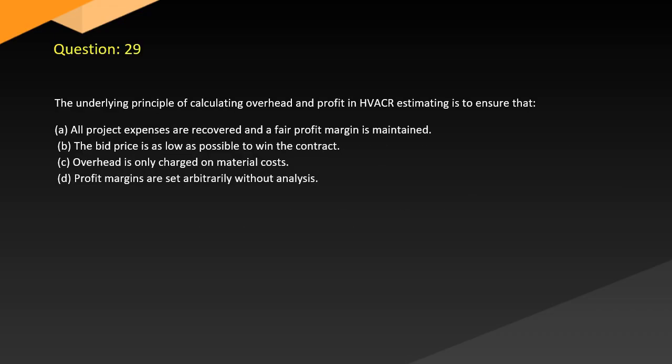Question 29. The underlying principle of calculating overhead and profit in HVACR estimating is to ensure that: A. All project expenses are recovered and a fair profit margin is maintained. B. The bid price is as low as possible to win the contract. C. Overhead is only charged on material costs. D. Profit margins are set arbitrarily without analysis.